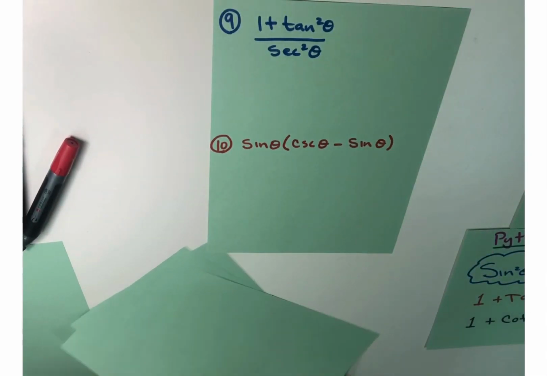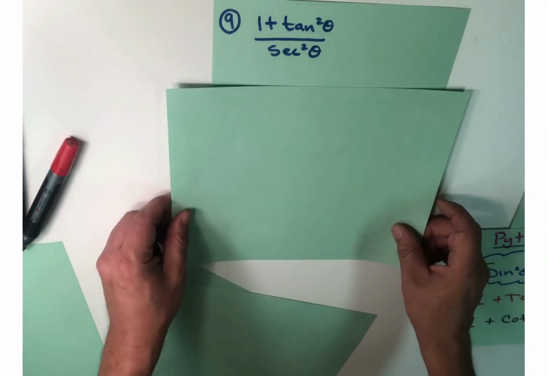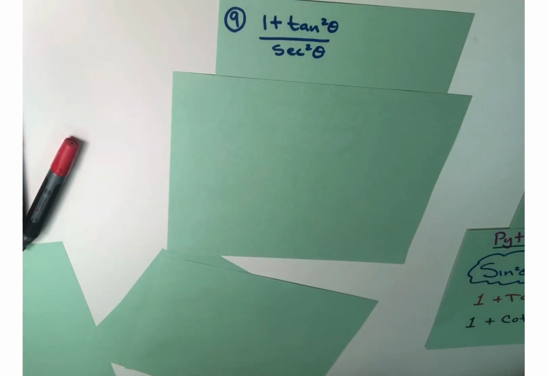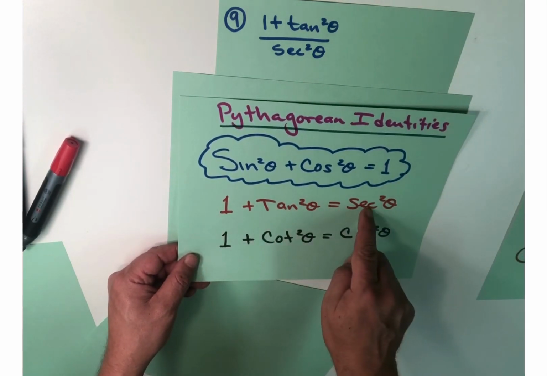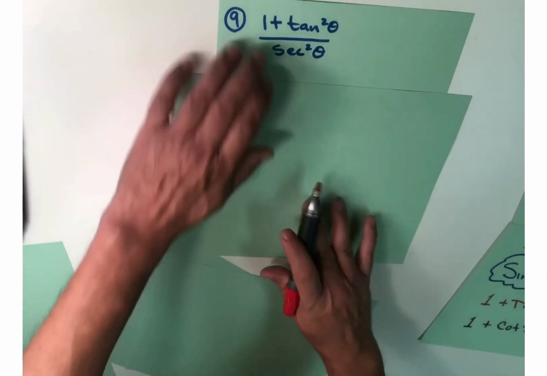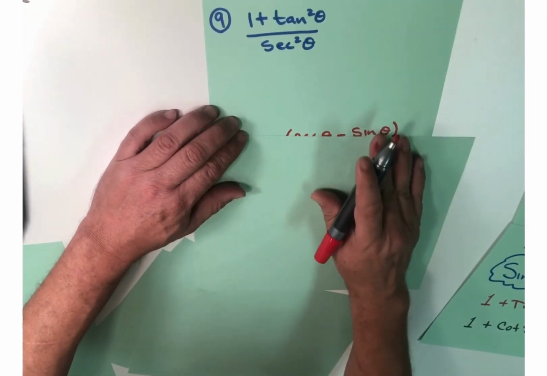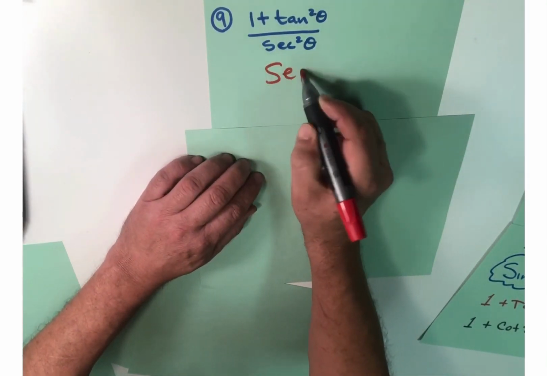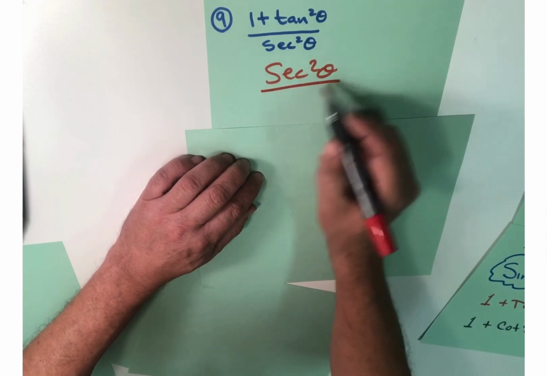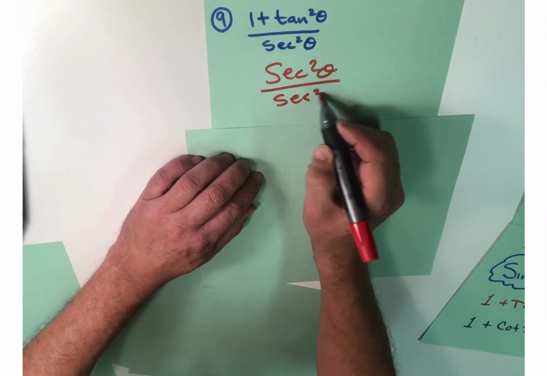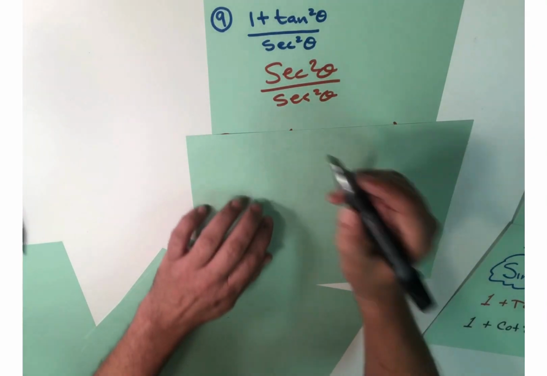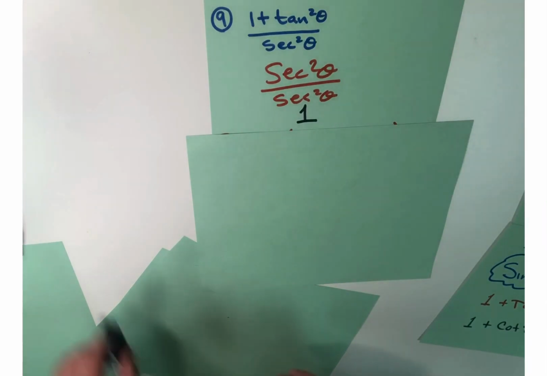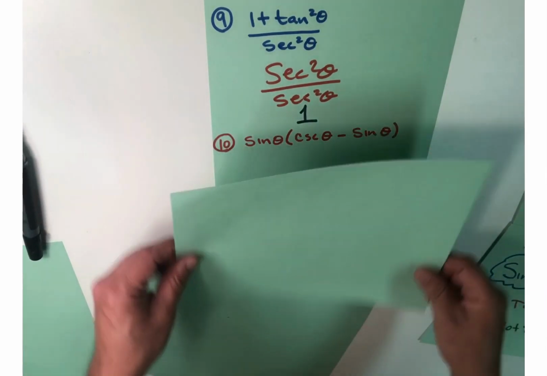Okay. 3 more and then we're done with the left-hand side, the easy ones. Okay, what is 1 plus tangent squared theta? Oh, well, I remember that Pythagorean. 1 plus tangent squared theta is equal to secant squared theta. So let me change it yet again. This is secant squared theta. This on the bottom stays as secant squared of theta. And what is secant squared theta divided by secant squared theta? It is 1. Number 10.